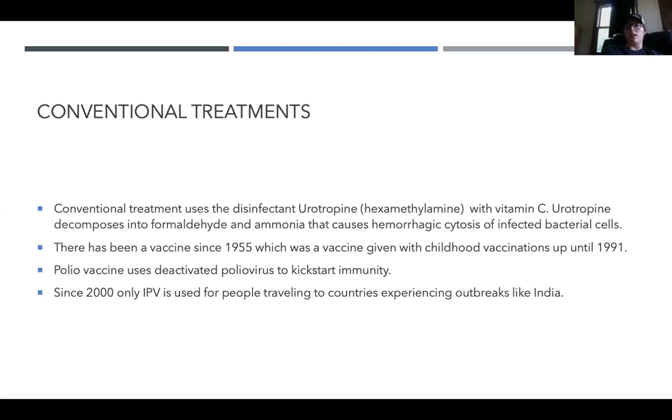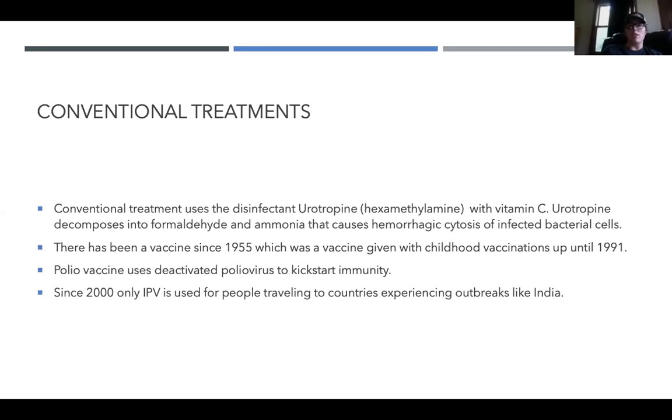And that was the last time it was officially in combination with MMR. The vaccine you can still get today, and the most common treatment is just to go ahead and get the polio vaccine, but it's only given to people who are traveling outside of the US and Europe into areas that have had a recent outbreak.